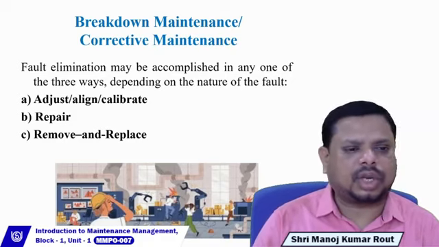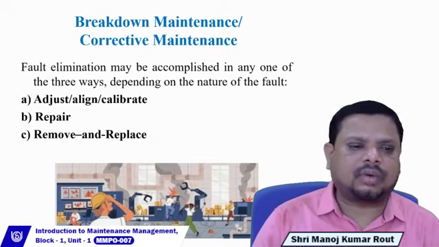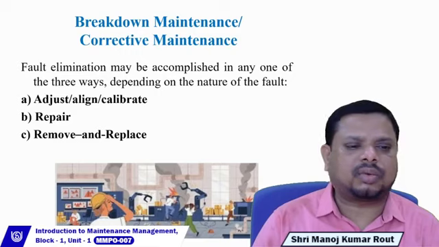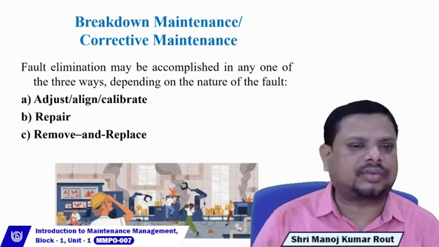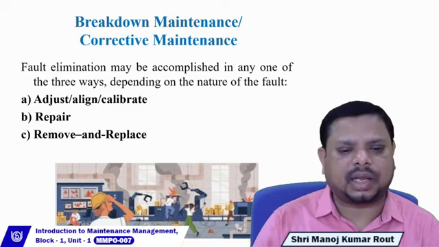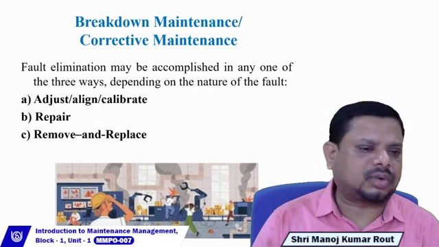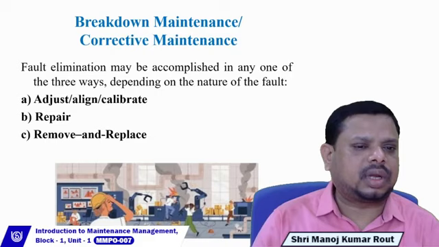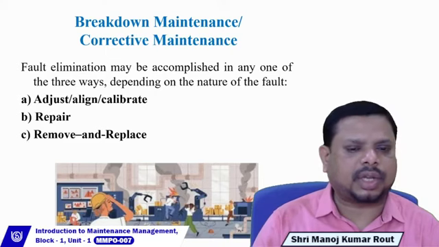The first one is adjust, align, and calibrate. The second one is repair, and the third one is remove and replace. These three fault elimination processes are applied in manufacturing industries, those that focus on product-oriented industries. So I will repeat: the first one is adjust, align, or calibrate, the second is repair, and the third is remove and replace.